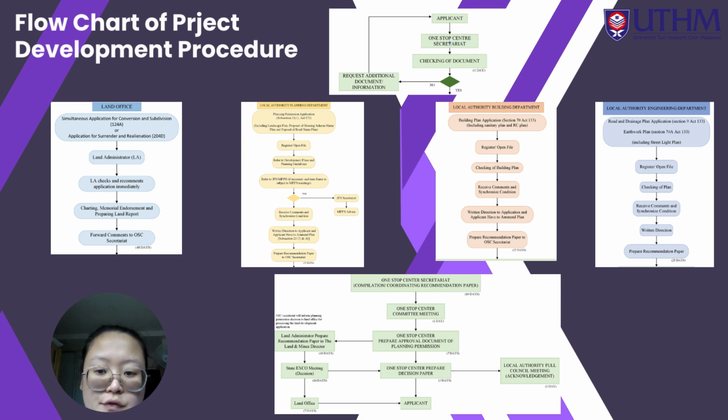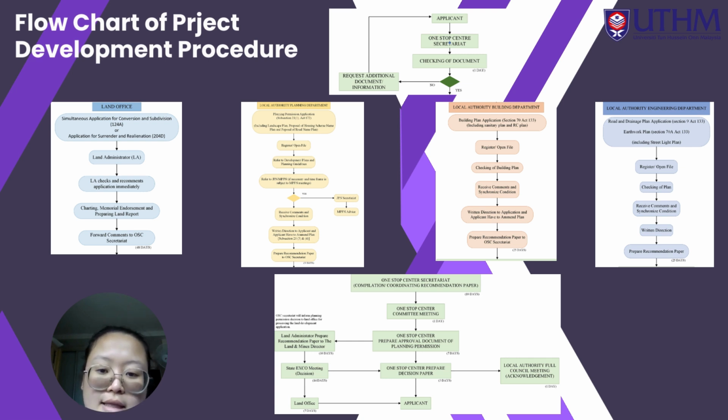For the part of detailed flowchart, the process begins with the submission of a comprehensive project proposal by the applicant. This proposal includes all necessary documents such as project plans and any other relevant certifications. Once the application is submitted, the One Stop Center or OSC conducts an initial review to check for completeness. If any documents are missing or incomplete, the OSC requires additional information from the applicant.